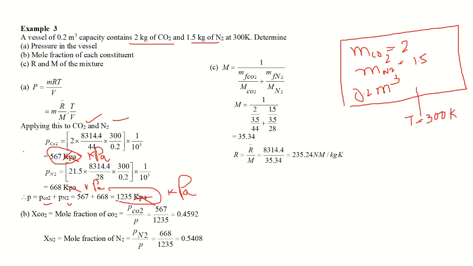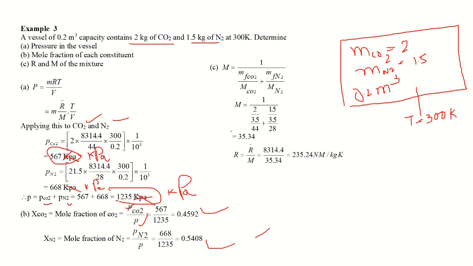Okay. Mole fraction is also equal to volume fraction, which is equal to the partial pressure ratio. So I know the total pressure. I know the partial pressure of carbon dioxide. So I can get the mole fraction. Similarly, mole fraction of nitrogen I can get.